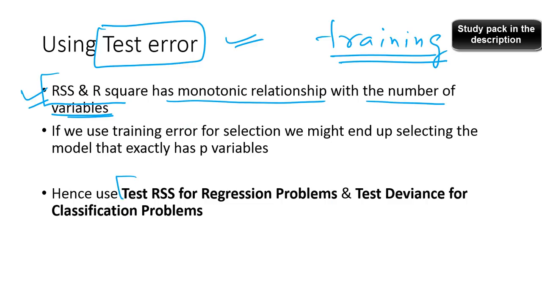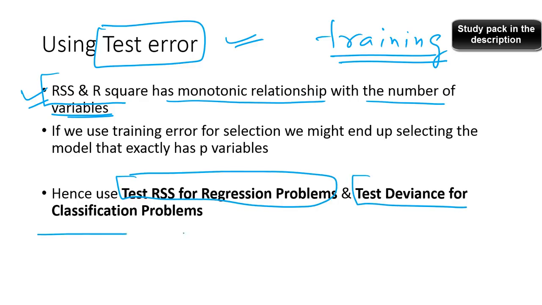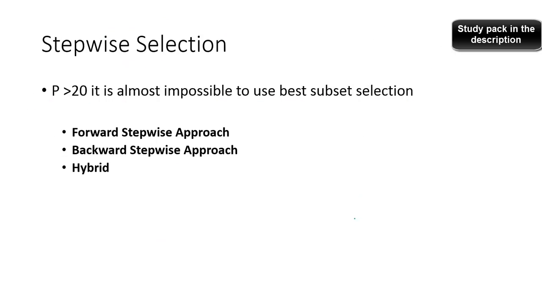So hence use test RSS for regression problems and test deviance for classification problems. Depending on what type of problem you're dealing with, just use one of them. Okay, what's the problem with subset selection?